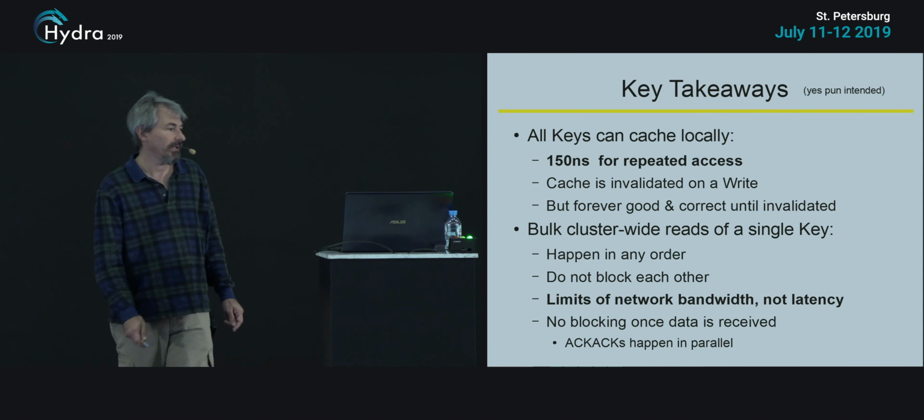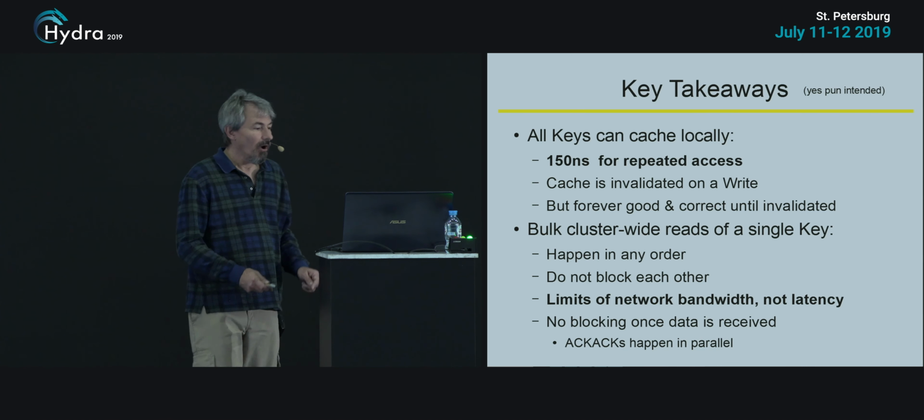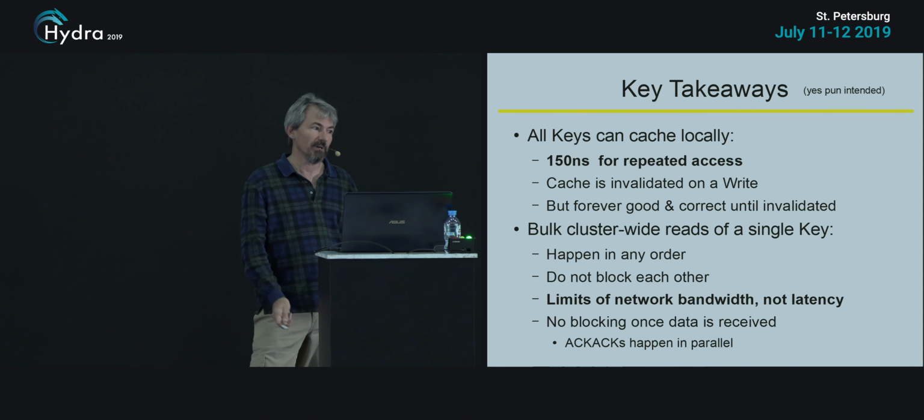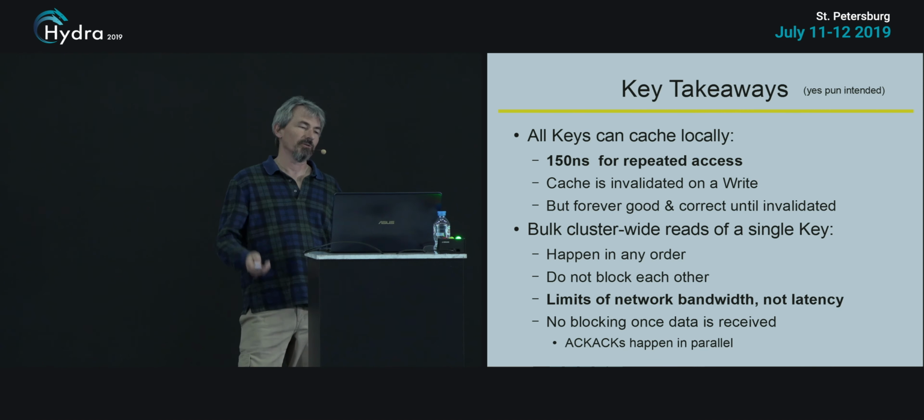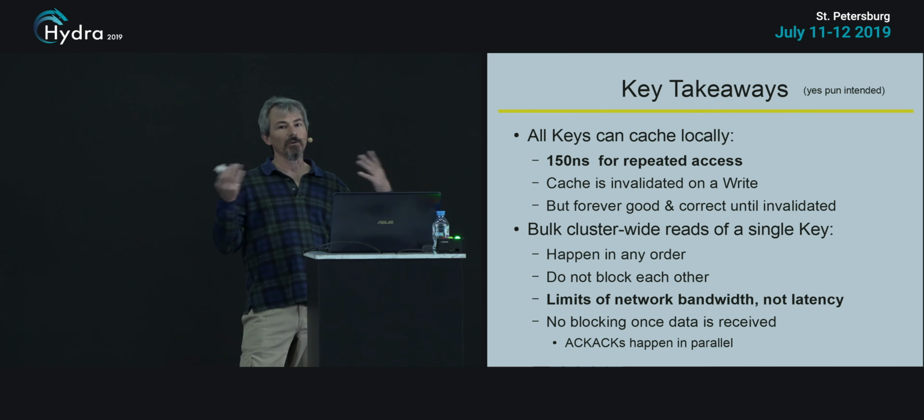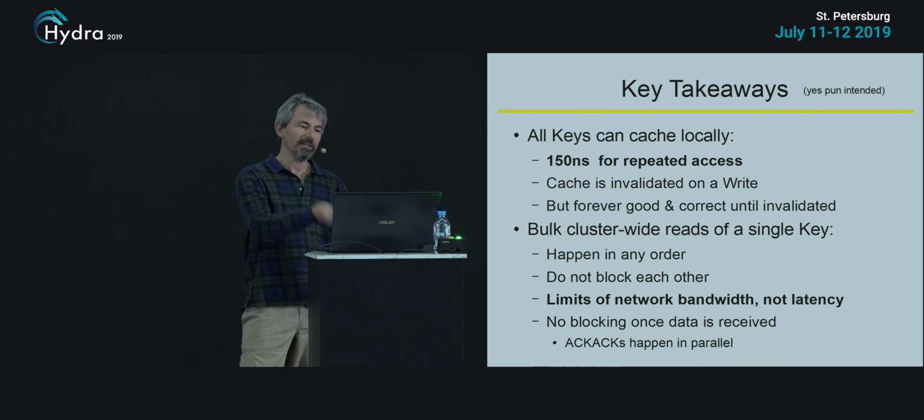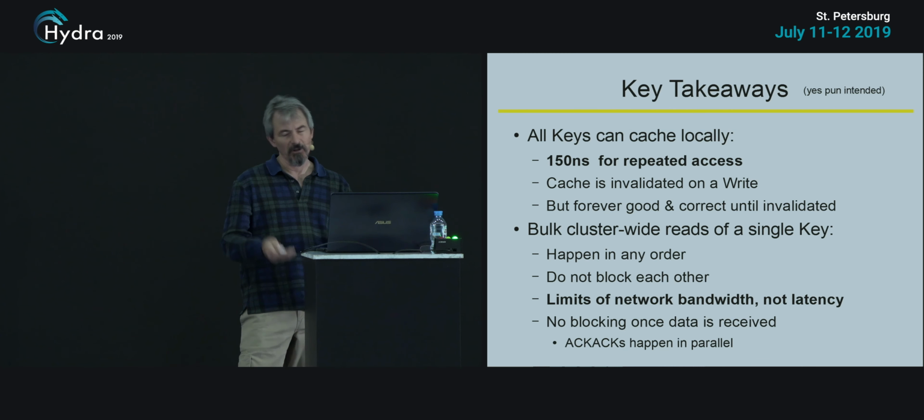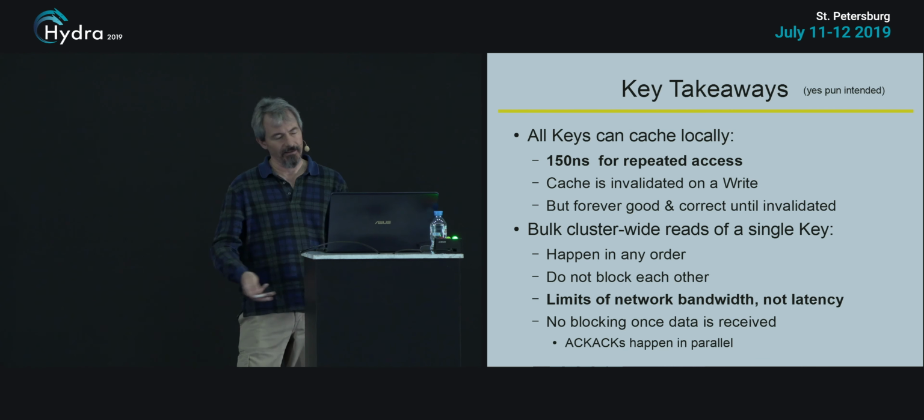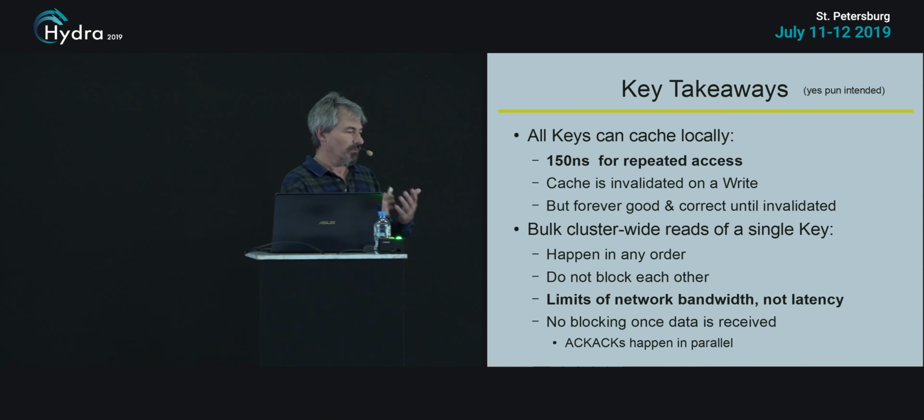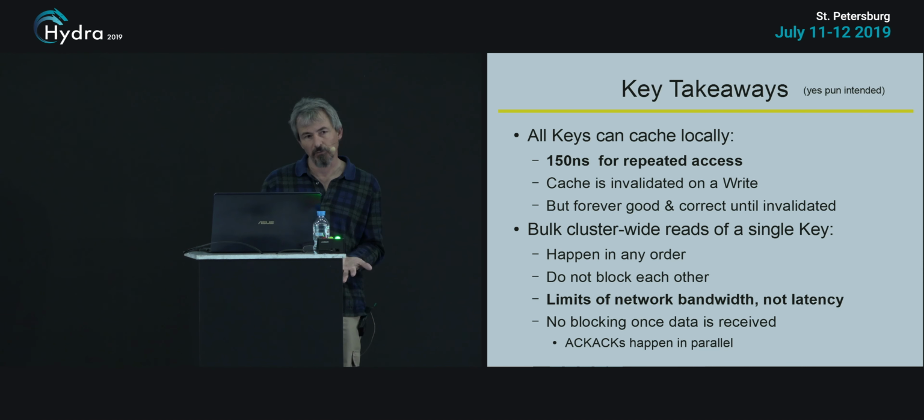Okay, key takeaways. All keys can cache locally, and that is crucial for performance because people who write this code don't want to think about caching or not caching themselves. Some piece of code needs a copy of the model, they say get. Some other piece of code needs a copy of the model, they say get. And you get gets and gets and gets to the same key over and over again. Hitting repeatedly in the cache is crucial for performance.